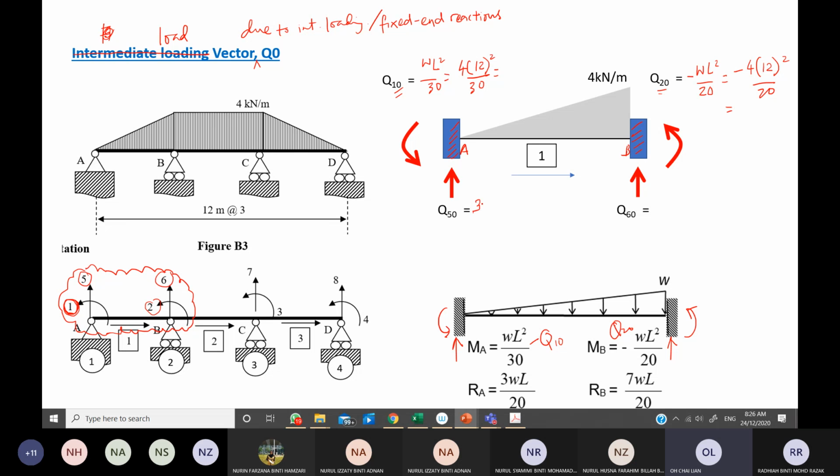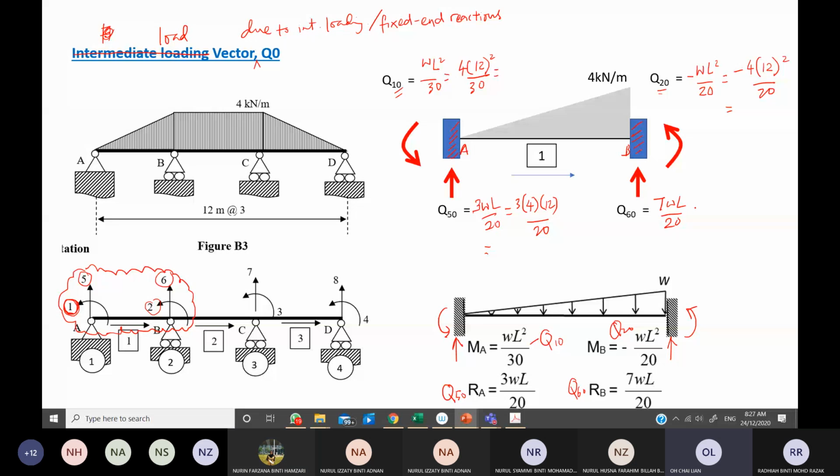3WL over 20, I'm following this RA. So it will be 3 times 4 times the length 12 divided by 20. And Q6 node will be on the RB, which is 7WL over 20.